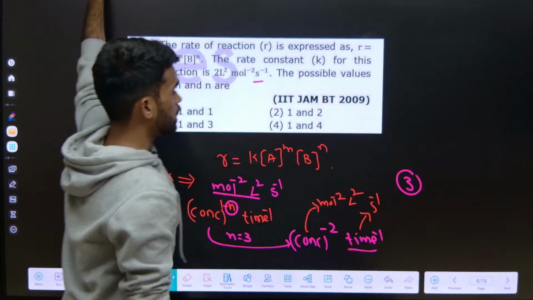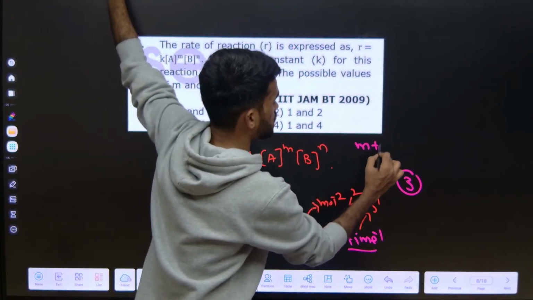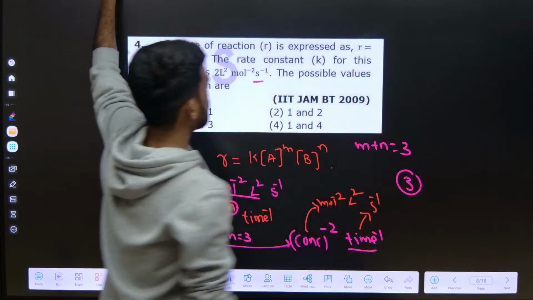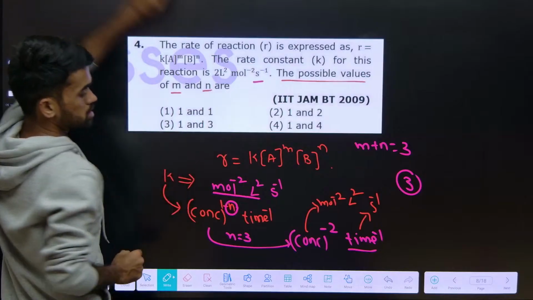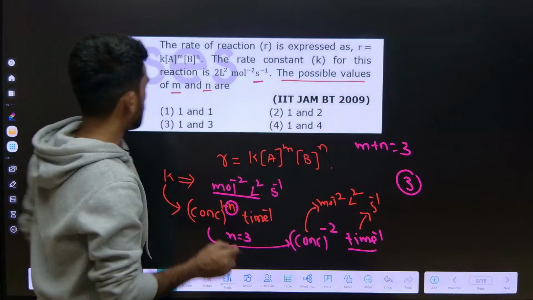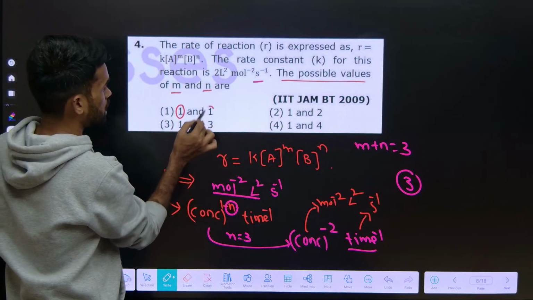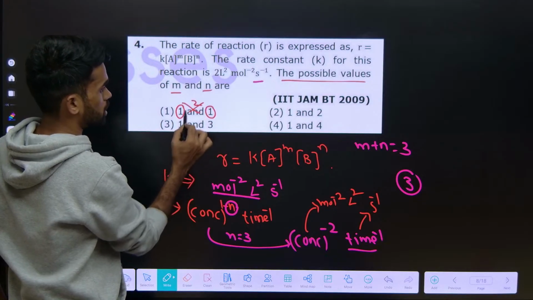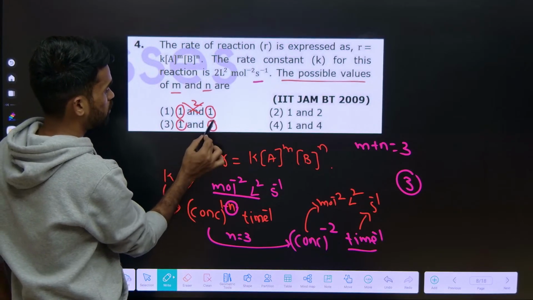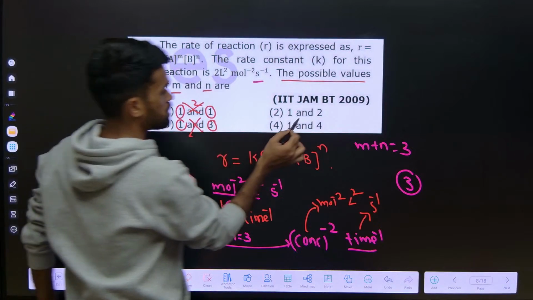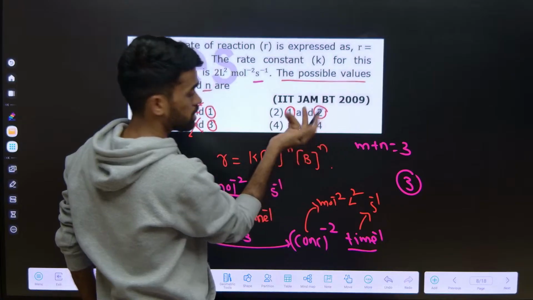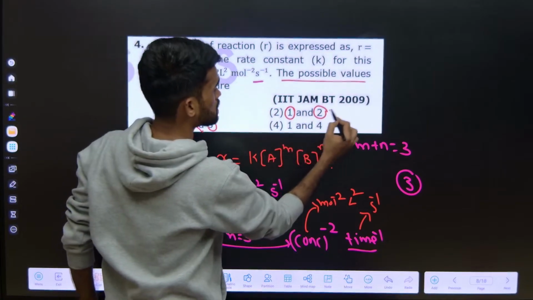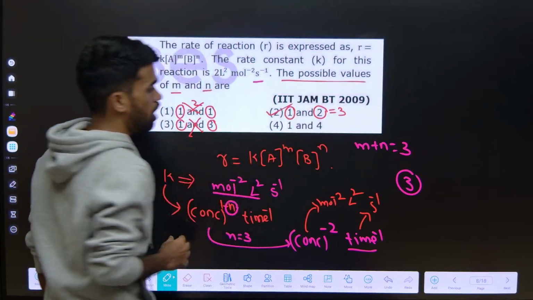Third order. So it means m plus n values are equal to 3. Now they are asking the possible values of this m and n. See, total value should be 3, but if I place m is 1, n is 1, this is only 2, so this is not correct. If this is 1 and 3, it will be 4, this is also not correct. See here, possible value is m can be 1, n can be 2, or in the opposite manner also. So total sum will be 3, so option 2 will be your answer for the question.